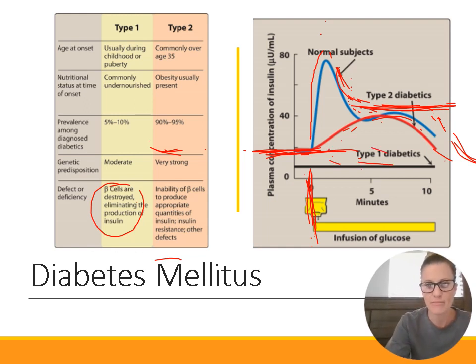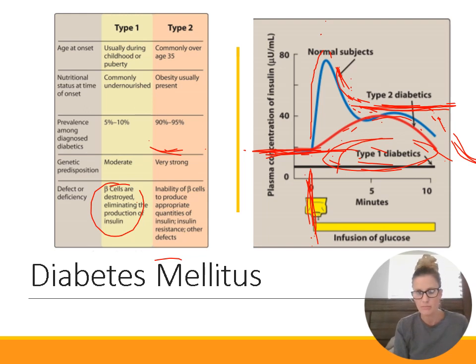And then in a type 1 diabetic, down here at the bottom, notice there is no insulin release. No basal, no peak after a meal, no insulin release at all.